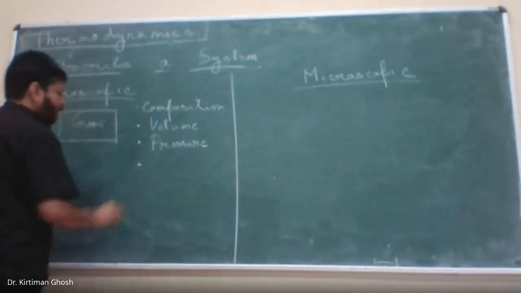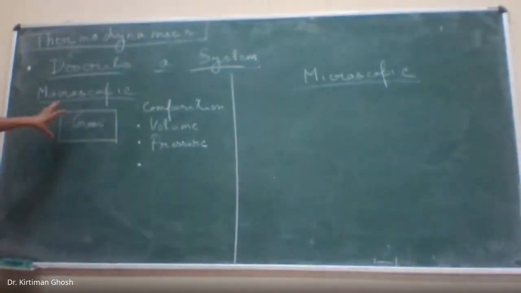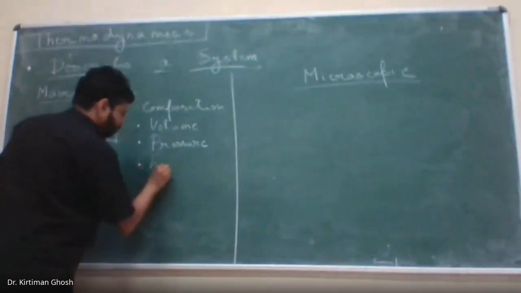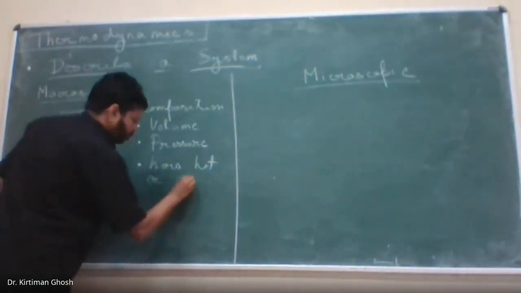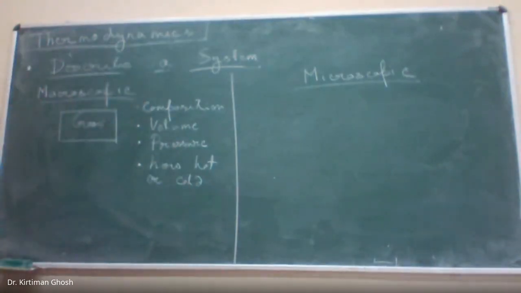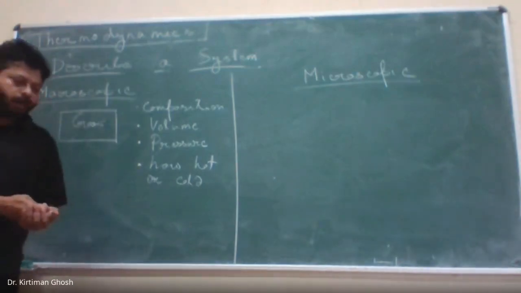And finally, I want to know whether this container is hot or cold. So how hot? Hot, cold. So these are the things I am interested in at a macroscopic level on this container of gases. I want to know its composition: what are the gases in there, and what fraction of each gas is there in this container? What is the volume? What is the pressure? And whether it is a very hot container of gases, or a cold container.